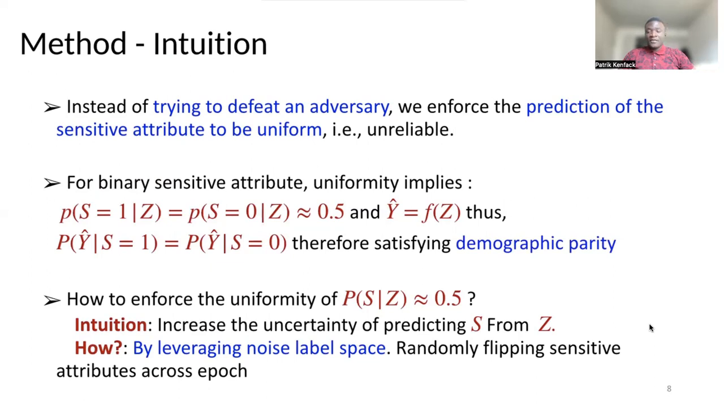So how to enforce this uniformity? The intuition here is that we would like to increase the uncertainty of predicting S from Z. So how? We know that noise is a good way to have uncertainty in the predictions in neural networks. So we leverage noisy label space by randomly flipping the sensitive attribute of individuals during the training.